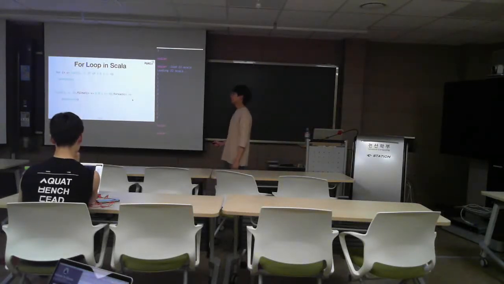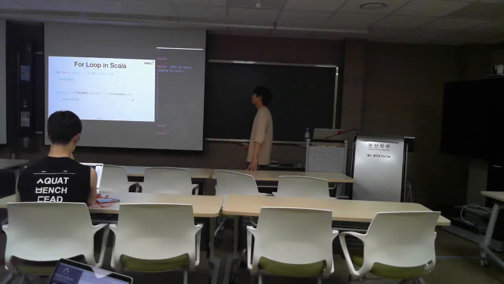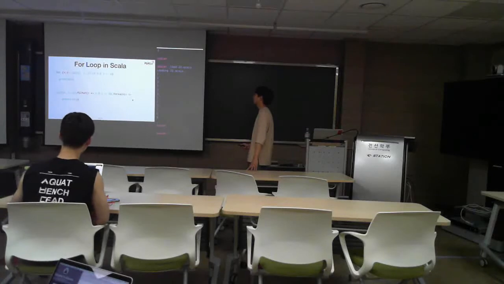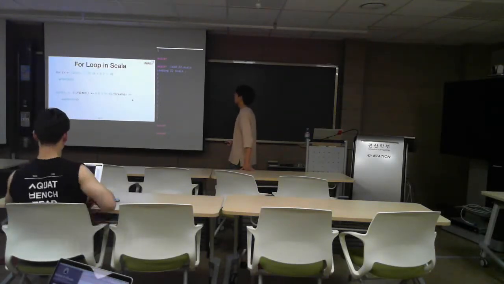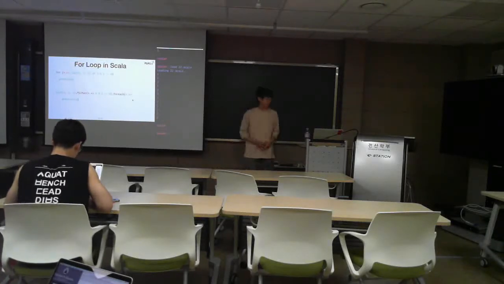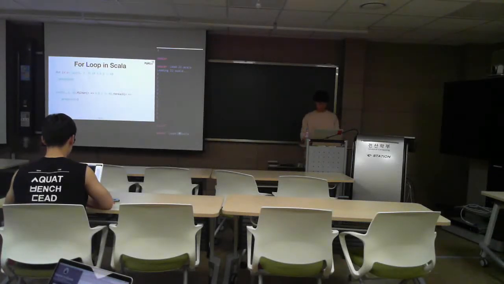Also, we can use a conditional in the for loop. In this case, n iterates over this collection. However, if n does not satisfy this predicate, then that case will be skipped. So this will print one entry because two is not odd. And this code is transformed into this code at compile time. So if is converted to filter, and this iteration is converted to foreach. So it is completely syntactic. Yeah, so two is not printed, and one and three are printed.